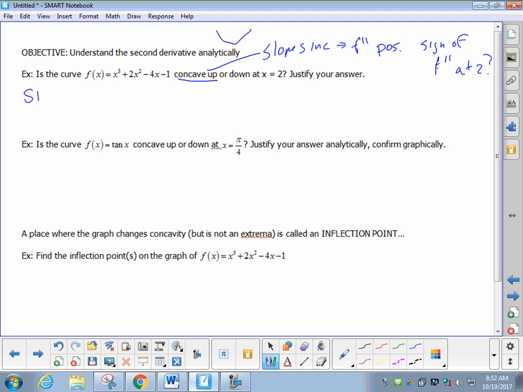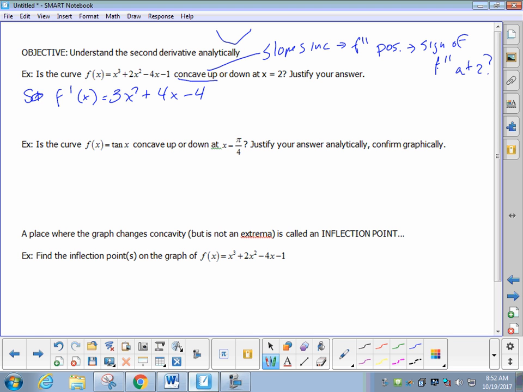That's really the question. Okay, so surely then we'll need the second derivative. Start with the first derivative, which is 3x squared plus 4x minus 4. Now, in a lot of problems, I pause at the first derivative, find where its zeros are and all that stuff. I don't care. The first derivative is just a way to get to the second derivative.